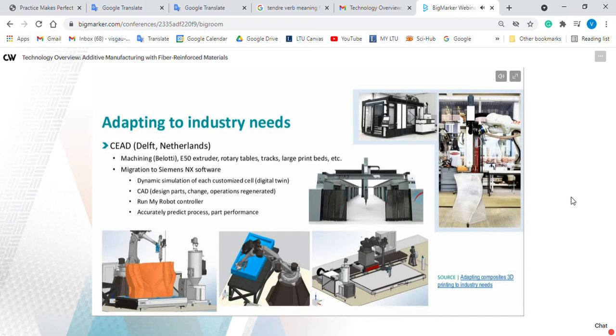Another advantage is that within Siemens NX, there is a CAD module. So what happens is if you design parts and then you change those parts, when you go to redo the simulation, those operations are regenerated, and that's quite helpful. Also, all of the CEAD machines use the Siemens controller, the Run My Robot controller, so they can improve their accuracy as they go to simulate these processes and these parts.